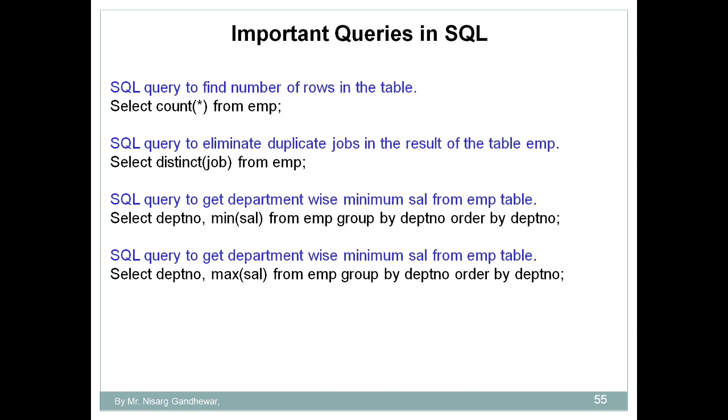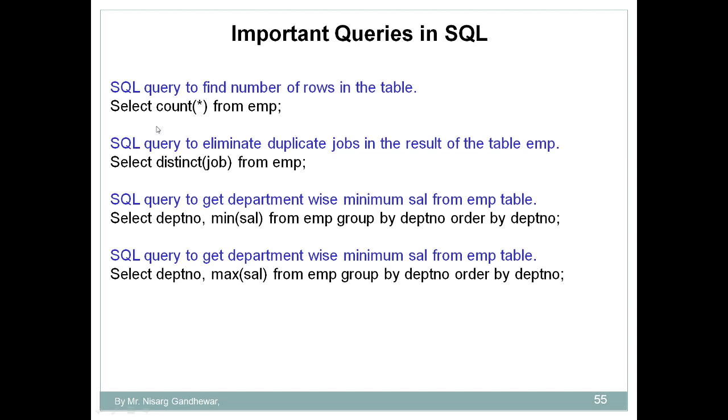If you remember, we discussed the aggregate functions. In that we discussed min, max, sum, count, and average. In this case we are going to make use of count as an aggregate function. So how to get the count of the number of rows present in the table? Simply you can write a query: select count of star from employee. It will return the number of rows present in the table. Select count of star from employee.